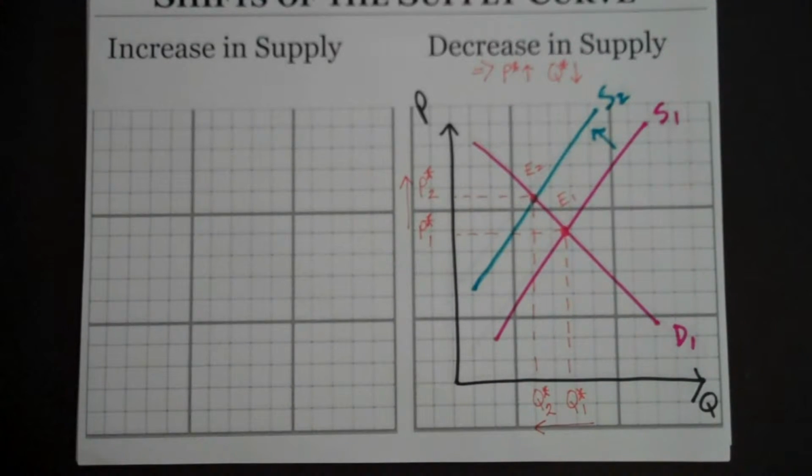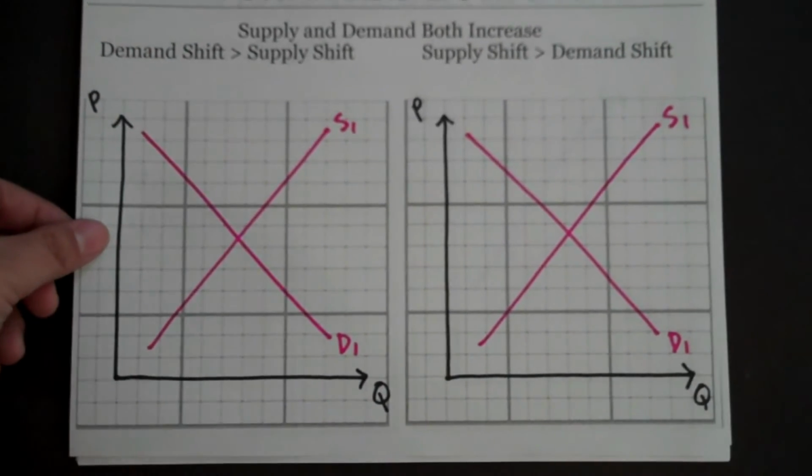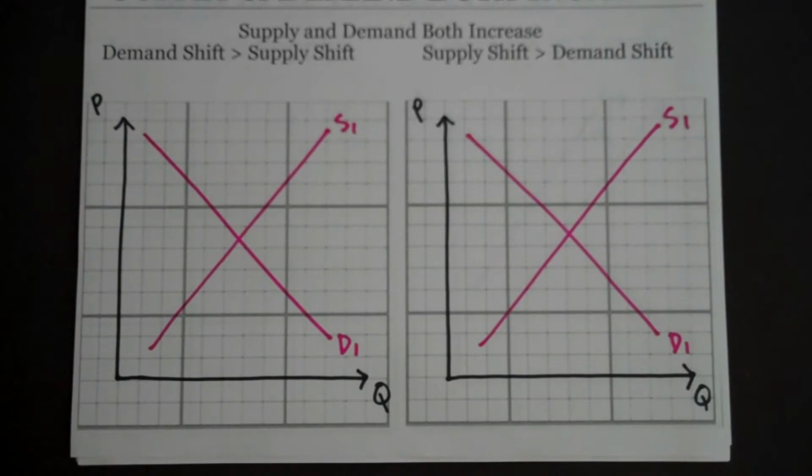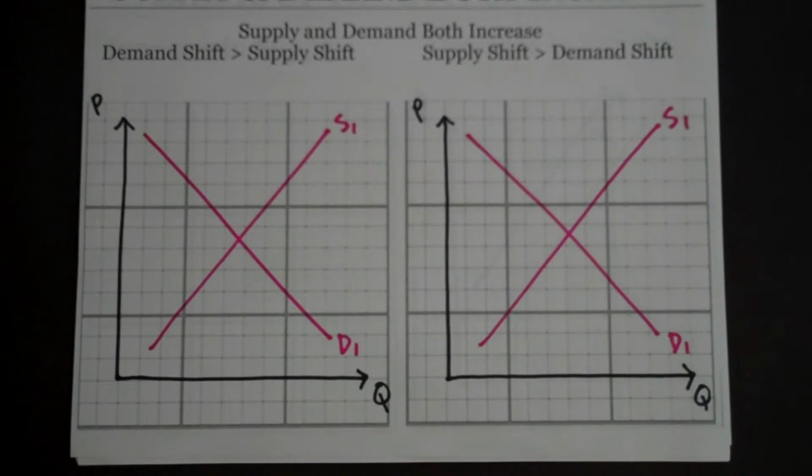Now let's put the two of these concepts together. Let's shift both demand and supply at the same time. In this situation, we have our demand curve and our supply curve both increasing. The only difference between the situation on the left and the graph on the right is that in the left graph, our demand shift is greater than our supply shift. But on the right graph, our supply shift is greater than our demand shift. Let me show you what I mean.